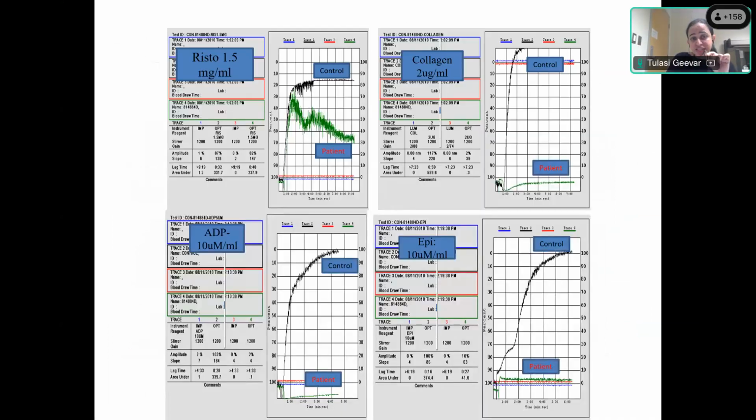So this is an example of a Glanzmann's thrombasthenia case. The green represents the patient. Here you can clearly see a cyclical aggregation followed by disaggregation with ristocetin, while you can see that the control, which is represented in black, is normal. Again, you can also see that there is an absent response with collagen, with ADP, and with epinephrine.